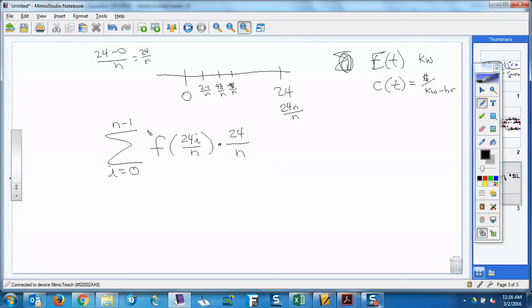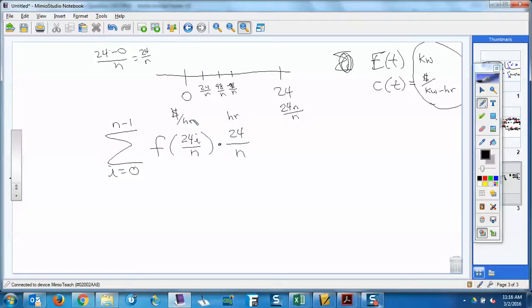But now this is supposed to represent what units? What is this integral supposed to represent? Unit-wise, the cost in dollars. So we want this to be dollars. So the question is, how can I use these? And what's 24 over n, by the way? What's the units in that? That's time, which is hours. So we actually want our f function here to be dollars per hour, right?